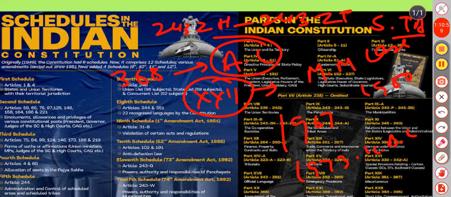Now next is Maneka Gandhi versus Union of India. So in this, right to life is not merely confined to physical existence, but it includes within its ambit the right to live with human dignity. Right. So this is all about Maneka Gandhi versus Union of India case.